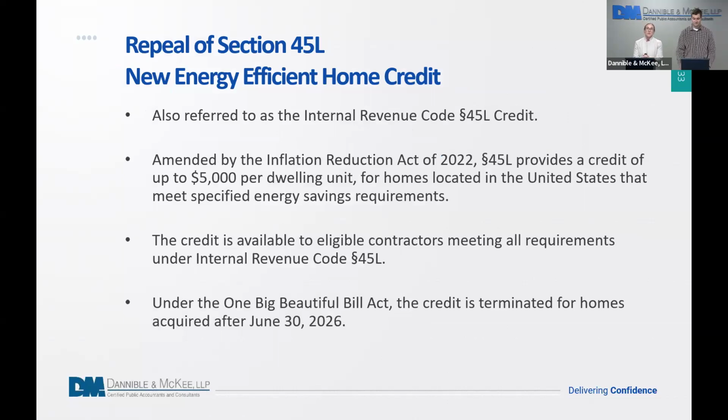We've also seen the repeal of the Section 45L credit. This was a credit that was revamped under the Inflation Reduction Act of 2022. It provides a credit, a maximum amount up to $5,000 per dwelling unit for homes located in the United States that meet specific energy savings requirements. This credit is available to contractors that meet, again, another slew of requirements under code section 45L. The One Big Beautiful Bill Act has terminated this credit for homes acquired after June 30th, 2026.